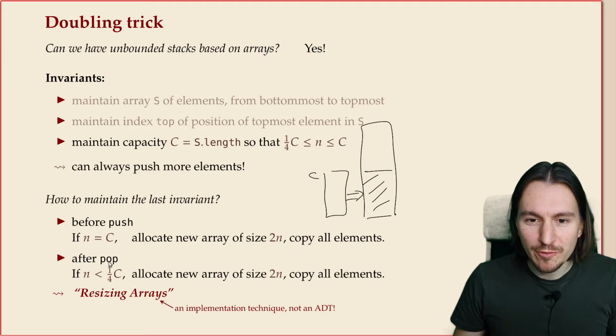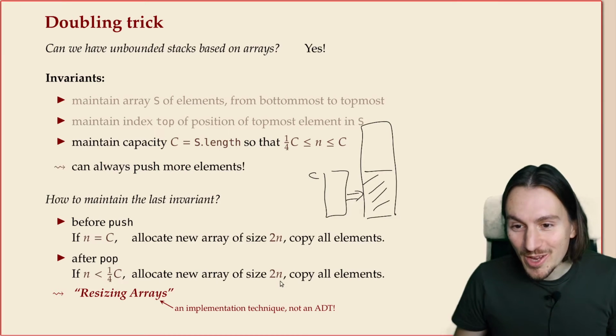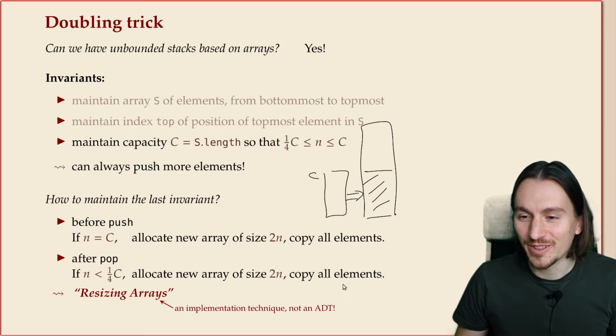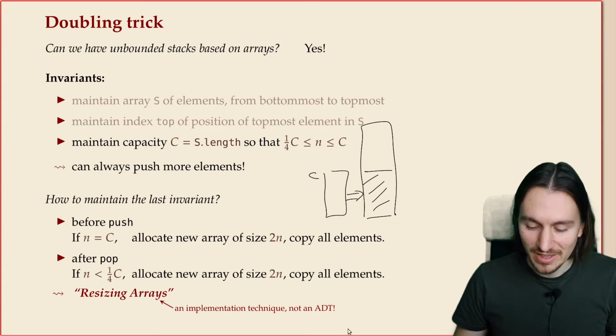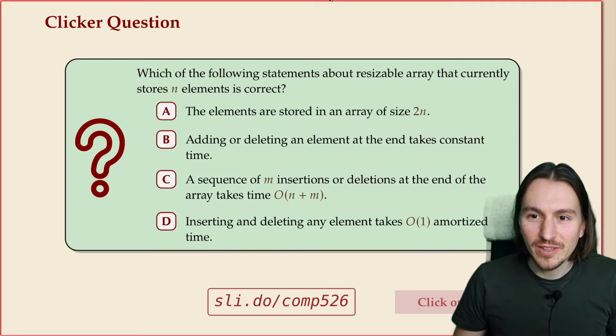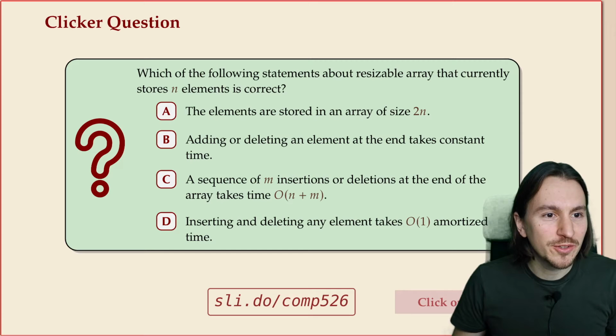The same thing if we remove an element and that brings us below our capacity bound. We do the very same thing, interestingly. We allocate a new array of twice the size of the current stack and copy all elements. And that's it. It's simple to implement and program, but I want to make sure that you understand what this is about.